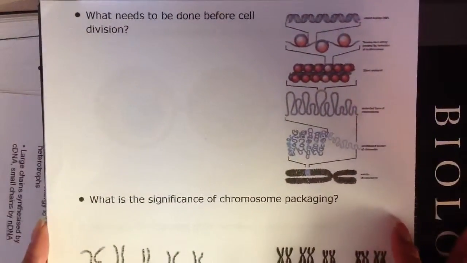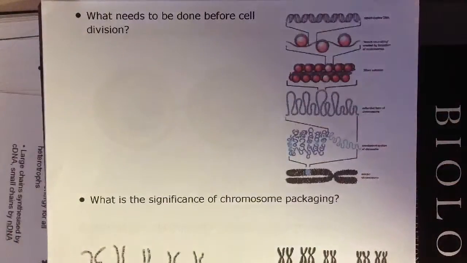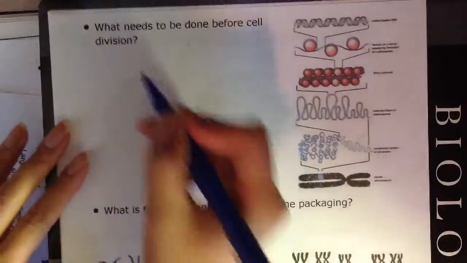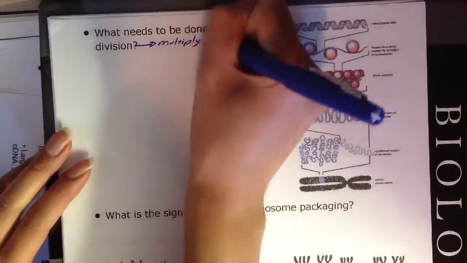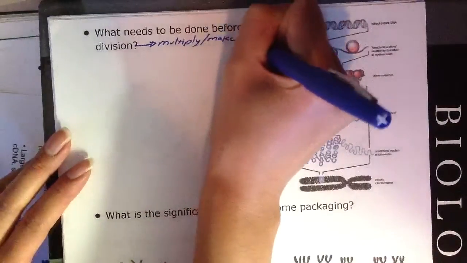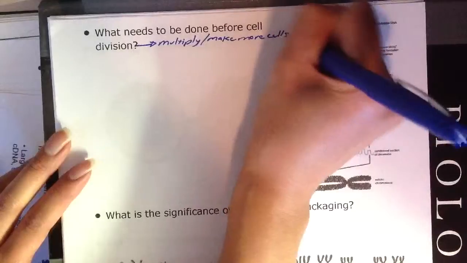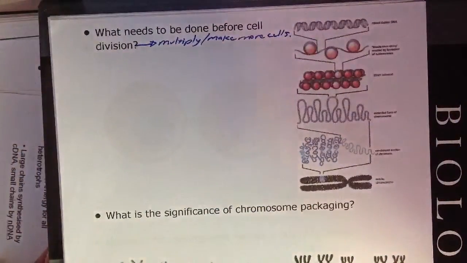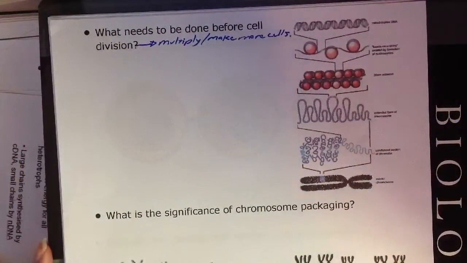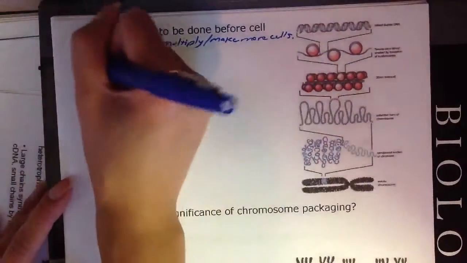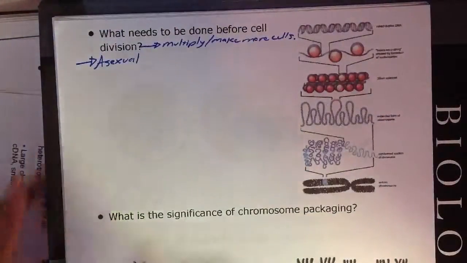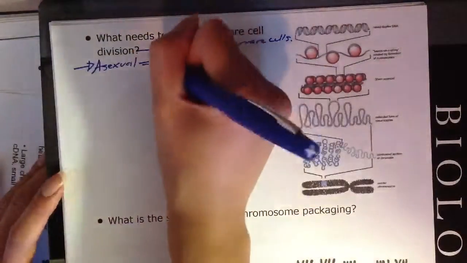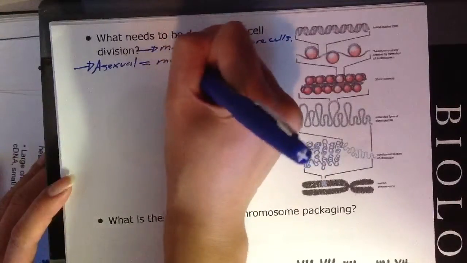Okay, but moving on to the last portion of our notes, we do need to talk about, well, what needs to be done before a cell can divide. Okay? And so before a cell can divide, and when we say divide, we actually mean multiply or make more cells, so you don't want to get that confused. But when a cell is going to divide or make more cells, we are talking specifically about asexual reproduction. And in asexual reproduction, in order to make more cells or divide our cells, we call this process mitosis.